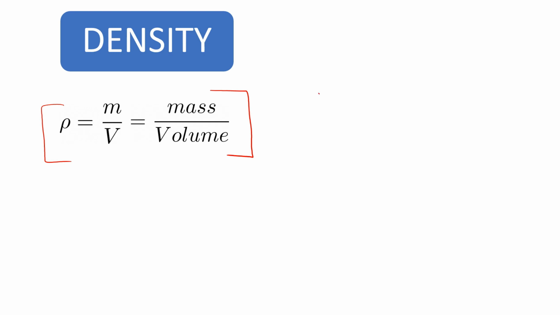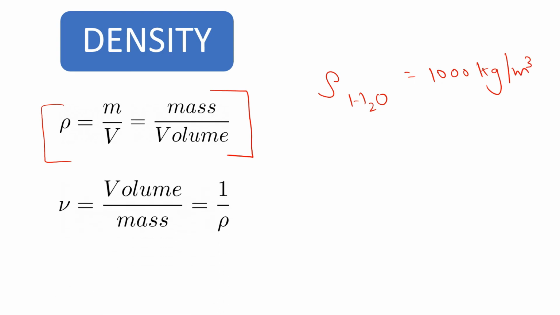The density of water, a commonly used fluid, is 1000 kilogram per meter cube. And what is specific volume? That is the volume of the fluid divided by mass. That is the reciprocal of density, that is equal to 1 by rho. Nu is equal to 1 by rho.